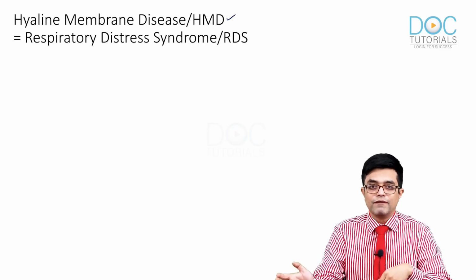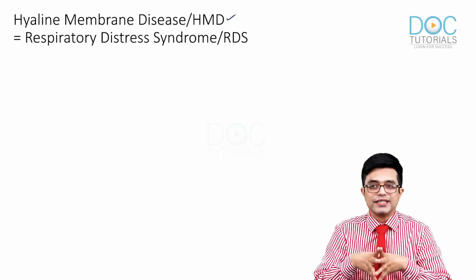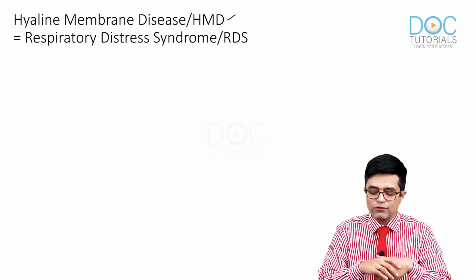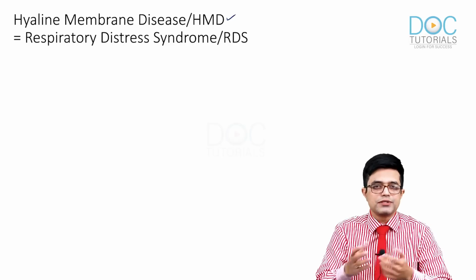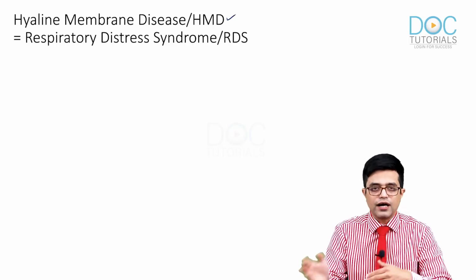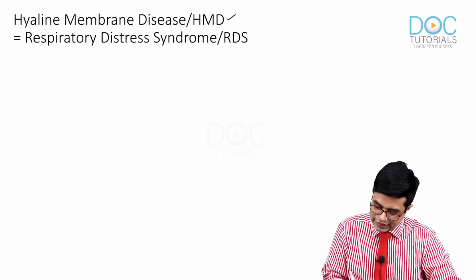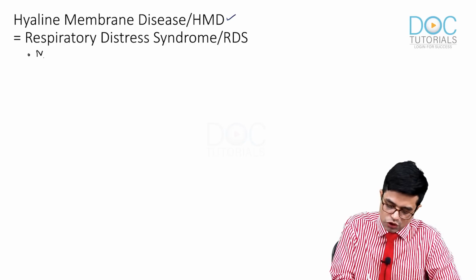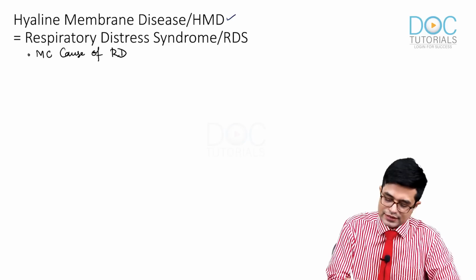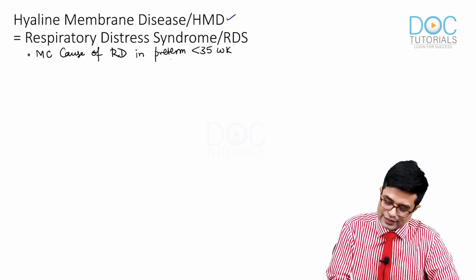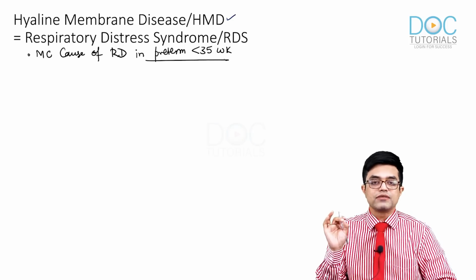Later on, when it was researched, it was found that surfactant deficiency produces the disease, and so the name was changed to RDS. But older names tend to stick around, and so HMD and RDS are used synonymously. So HMD, what is the first thing that you need to remember? It is the most common cause of respiratory distress in preterm babies less than 35 weeks.